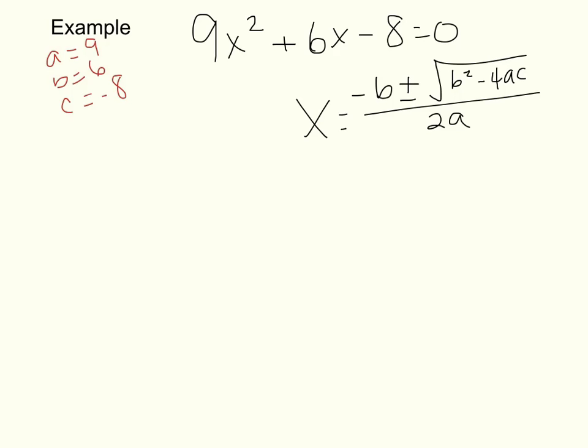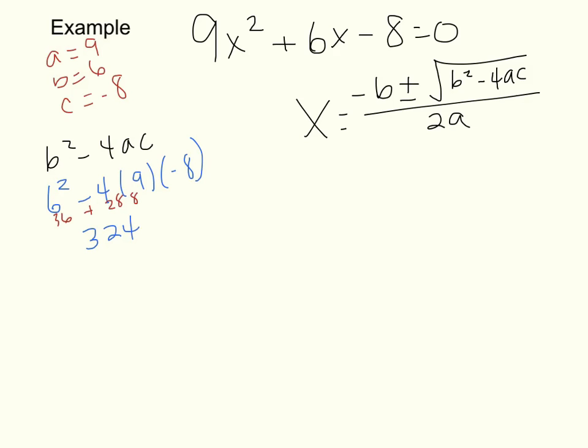So b squared minus 4ac is my discriminant, just what's underneath the square root, and that gives me 6 squared minus 4 times 9 times negative 8. And when you do the math on that, you end up with 324, because that is 36 plus 288. And that gives me 324.